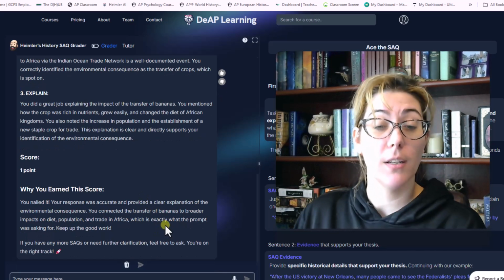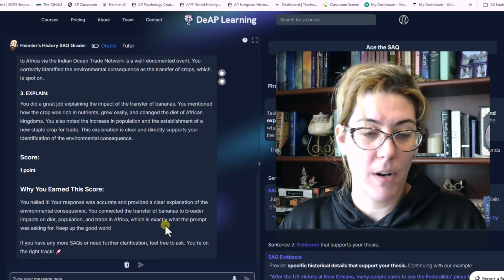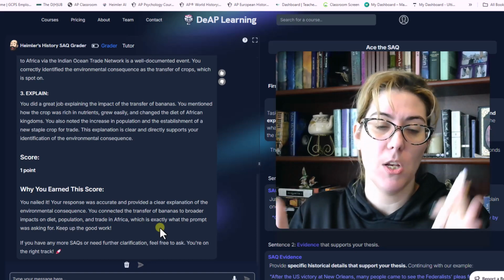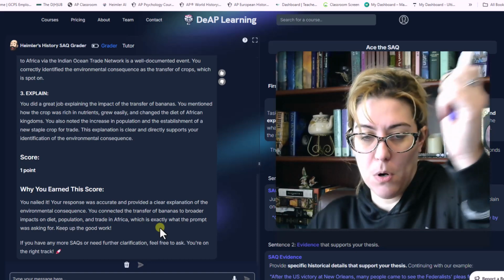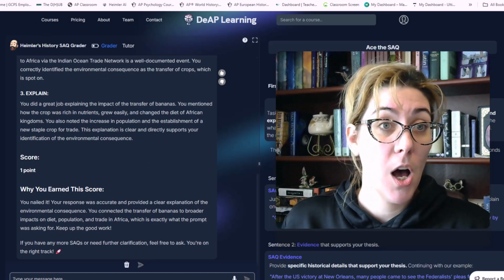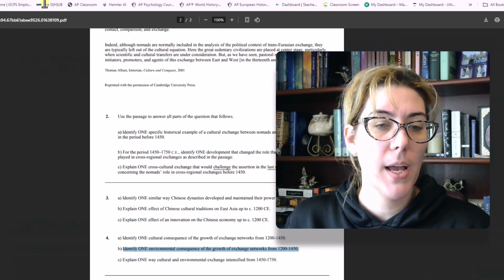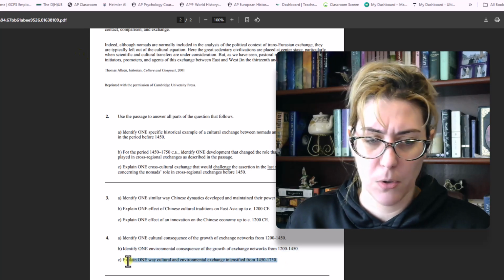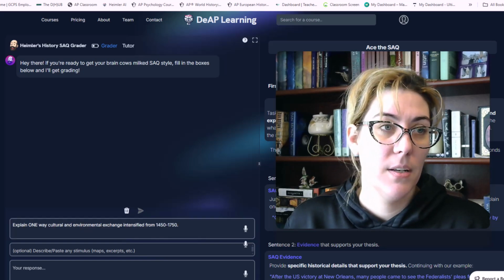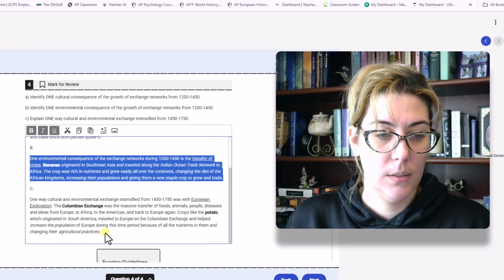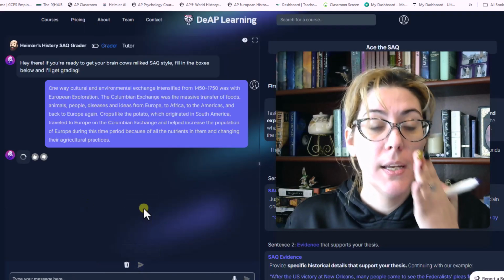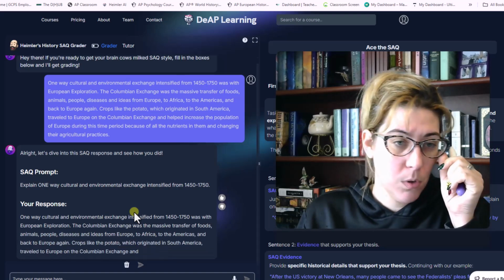I was accurate and provided a clear explanation of the environmental consequence, connected transfer of bananas to impacts on diet, population, and trade, which is what the prompt was asking for. Oh, thank you for that validation, especially considering the other question. Okay, and then number C, or letter C. Last but not least, this one felt a little disjointed as well. Here we go.